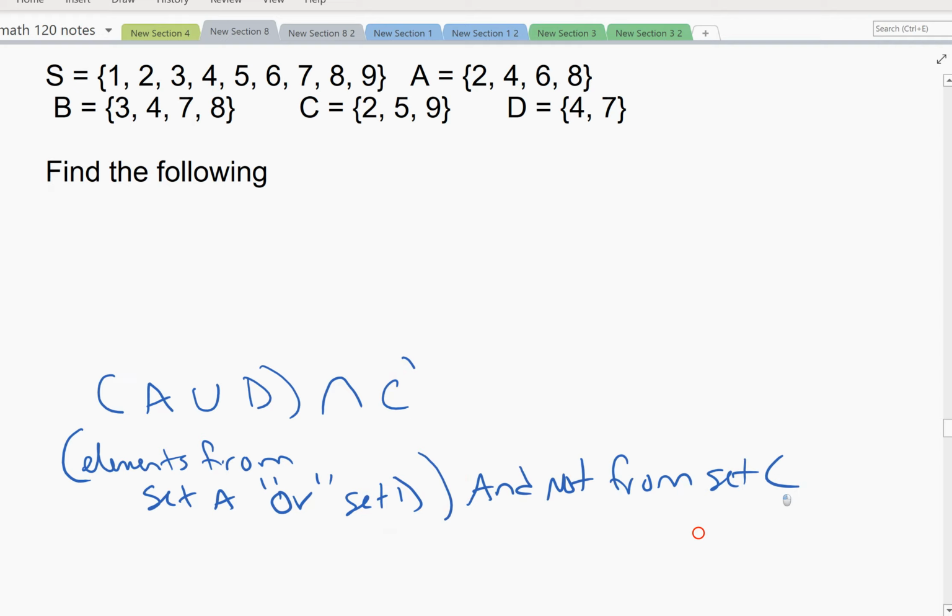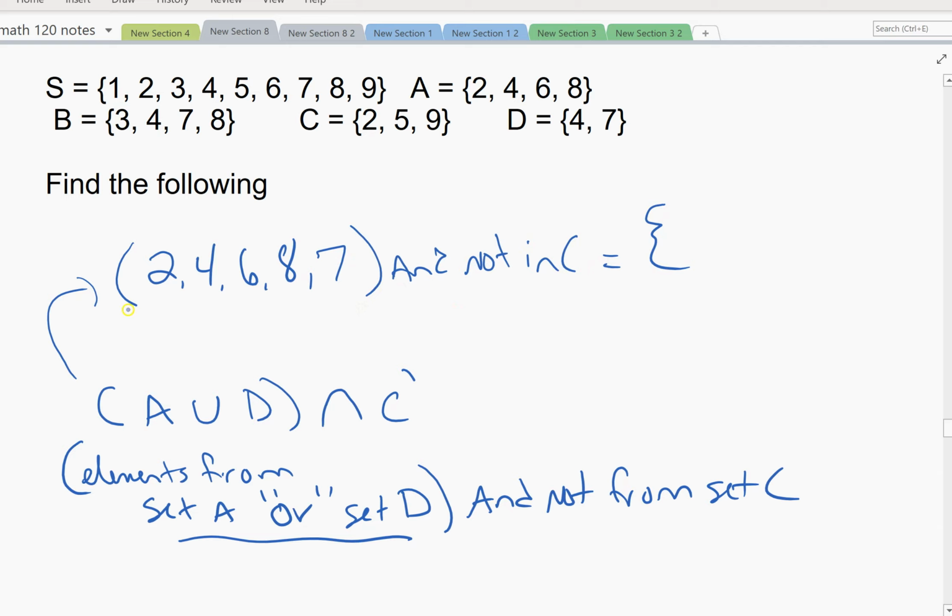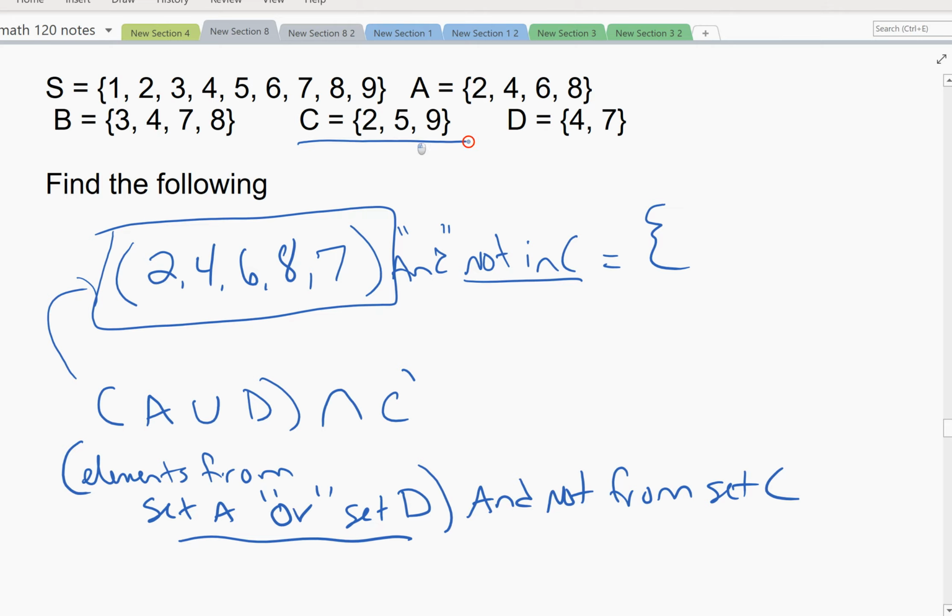Now I get to do the "and not in C." And that's going to get me my final. So are any of these in my group not in C at the same time? That's what the "and" means. So anything from that group, and it's not in C. So I look at C, and I pull anything out of this group that's not in C.